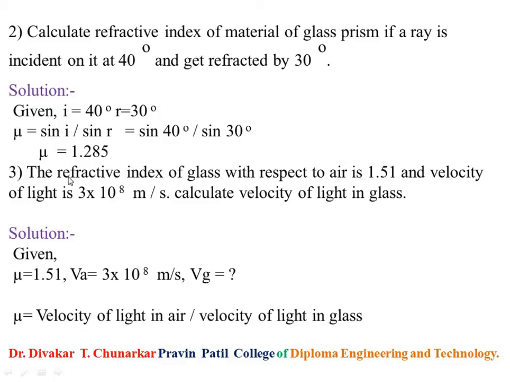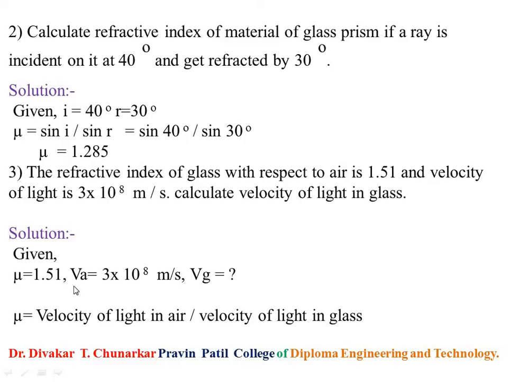Next numerical problem: the refractive index of glass with respect to air is 1.51 and the velocity of light is 3 into 10 to the power 8 meter per second. Calculate the velocity of light in glass. So again I repeat this numerical problem. The refractive index of glass is 1.51 and the velocity of light is 3 into 10 to the power 8 meter per second, and we calculate the velocity of light in glass.